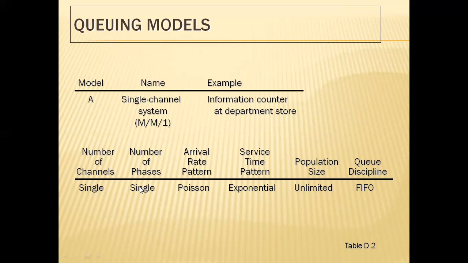We have only a single channel system, because the system is considered a single channel system itself. The arrival rate pattern follows a Poisson ratio, and the service time pattern is exponential. Only a single channel, single window, or single phase is required, and only a single person needs to serve the n number of customers.